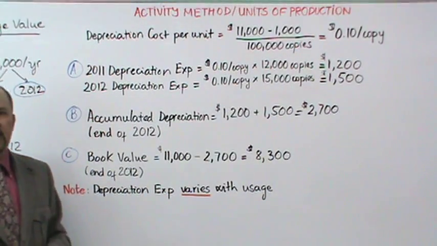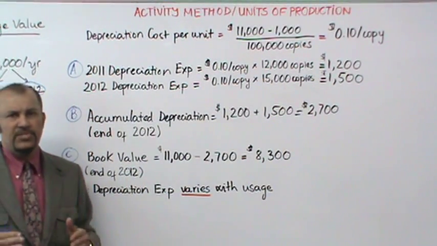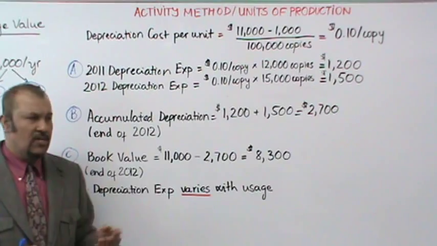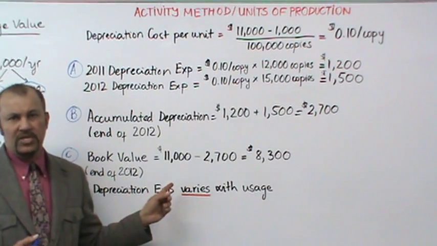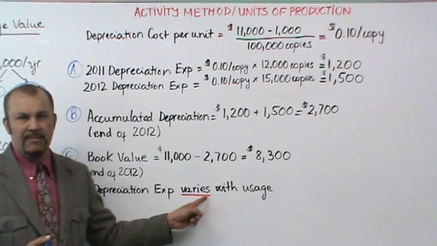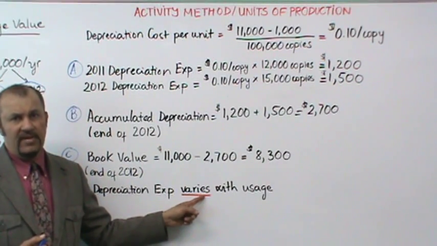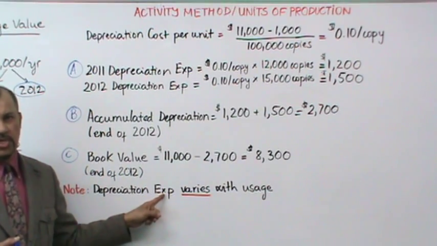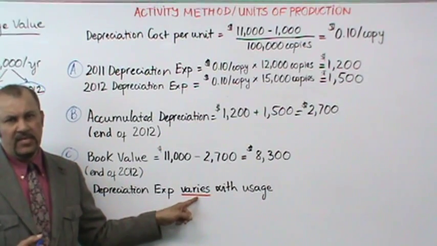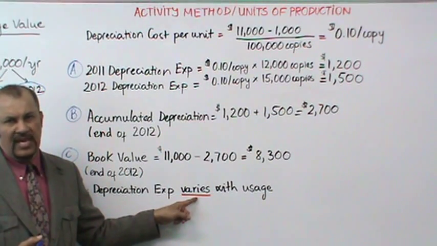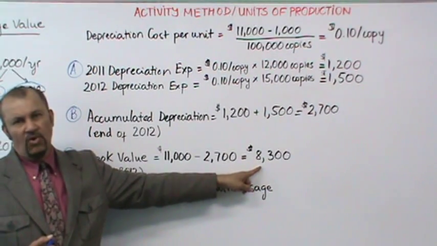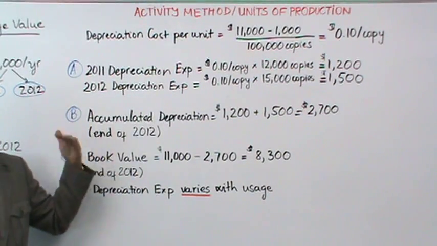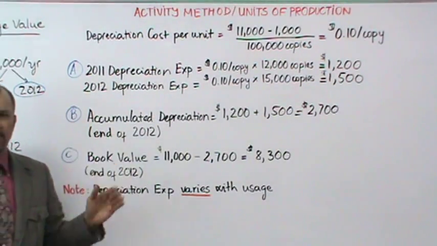Next, item C, we calculate our book value. Again, the same time reference, the book value at the end of 2012. Your book value at the end of 2012 would be the original cost, 11,000, minus your accumulated depreciation through the end of 2012. And we had calculated that in item B, which is $2,700. So 11,000 original cost minus $2,700 accumulated depreciation through the end of 2012 gives you a book value of $8,300.